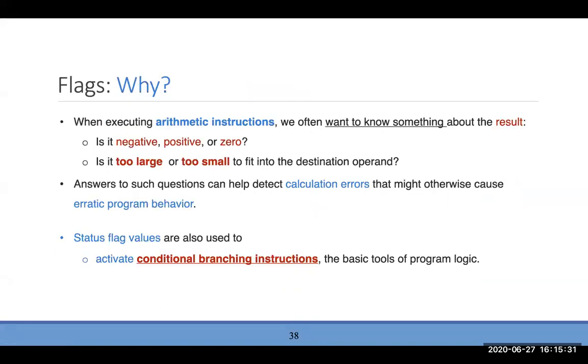So why do we need the flags? Without the flags, you don't know whether what you are doing is valid or invalid. With the help of the flags, you would know whether the result is negative, positive, or zero. Is it too large? Is it too small? It's the logic that the CPU actually has, okay? So this is critically important. You're going to use the status of the flags later when we play with loops, which is the last topic that we're going to cover this week.